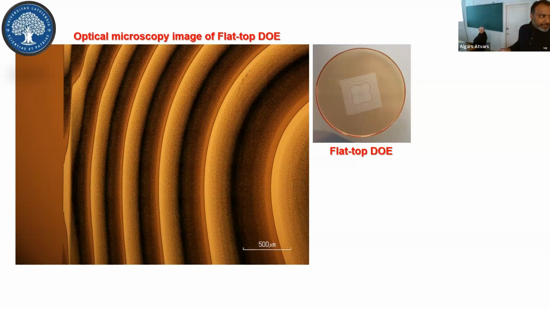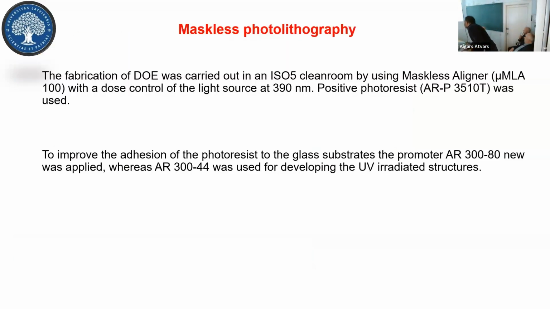This is the optical microscope image of the flat top DOE that we fabricated using maskless photolithography. For each zone, the width is 100 microns. And this is a piece of information needed to understand what maskless photolithography means.